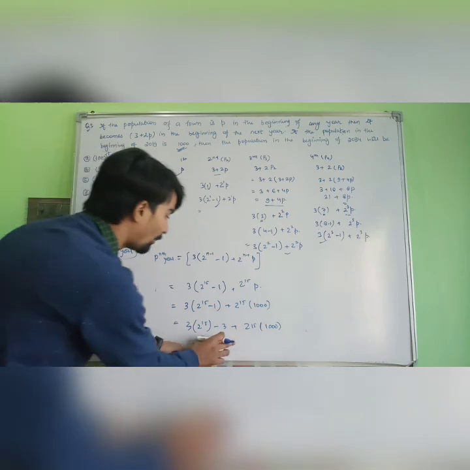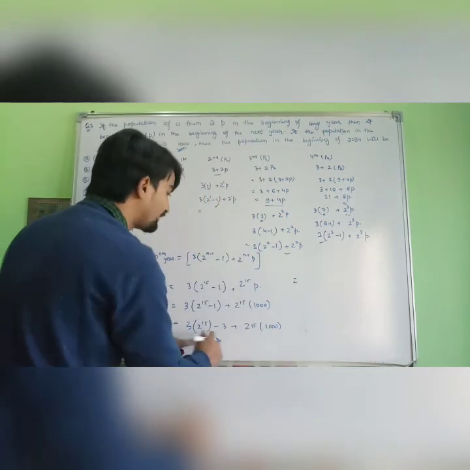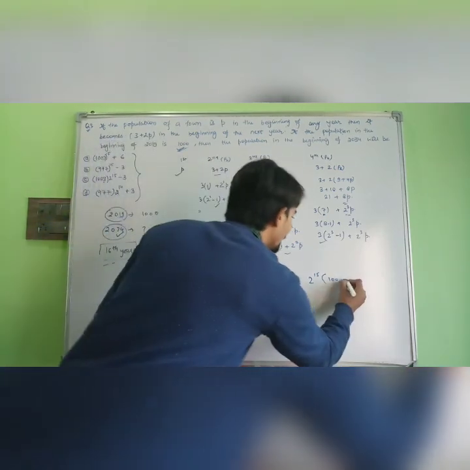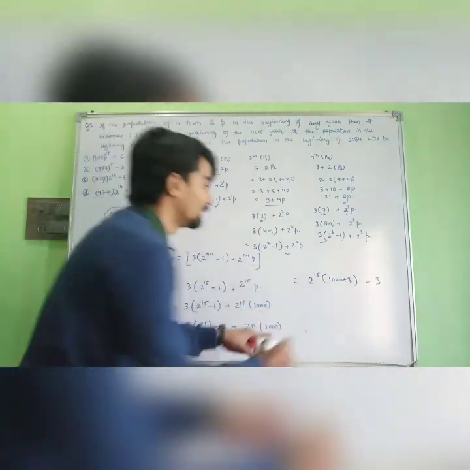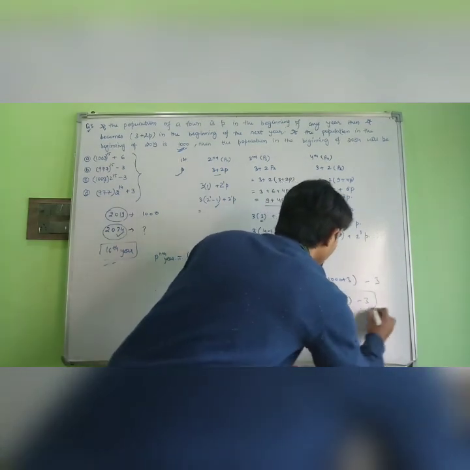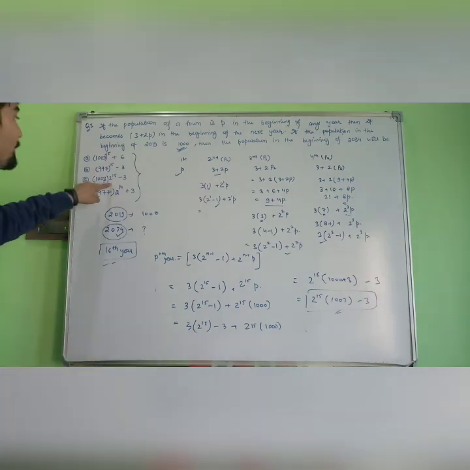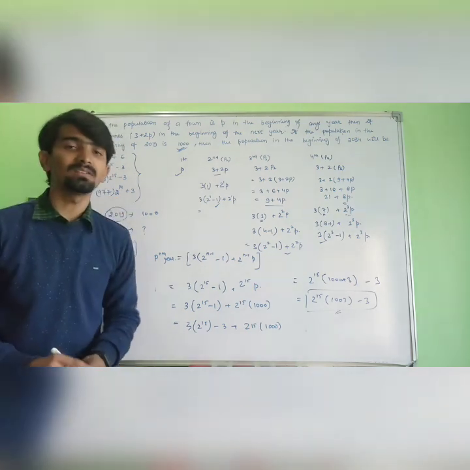Now by taking 2 to the power 15 as common from these terms, we will be left with 1000 plus 3 minus 3. What is 1000 plus 3? 1003 minus 3. This is the final answer. So the option is 2 to the power 15 into 1000 minus 3. Hope you get the answer. Thank you so much.